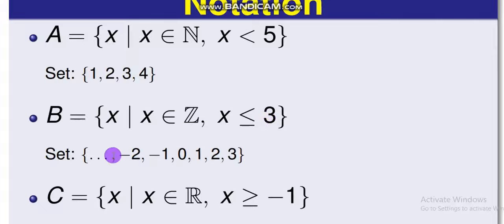Now, this means all the negative numbers are members of this set. This is why they say "and so on," because here you can have -3, -4, -5, and without end to that. It goes on and on infinitely. Then -2, -1, 0, 1, 2, 3. So they stop at 3 because the second condition says less than or equal to 3. So you cannot go beyond 3. So all these are members of the set.